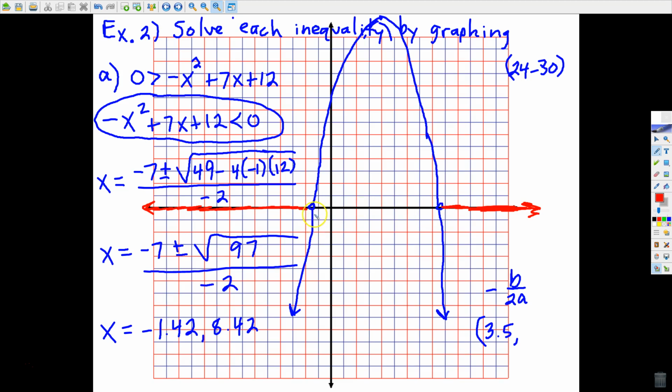Now we're going to state the answer in inequality form. Part of my answer is all of the numbers that are less than this x-intercept, which we called negative 1.42. So I've got all of the x's that are less than negative 1.42. That's part of my solution. And then I've got all of these x's that are greater than this x-intercept, which was 8.42. And that's our answer.